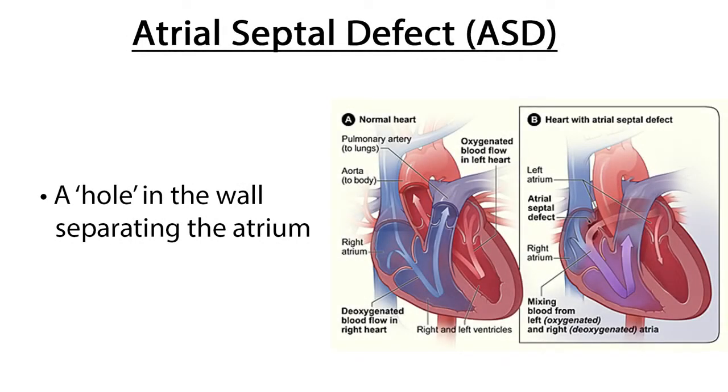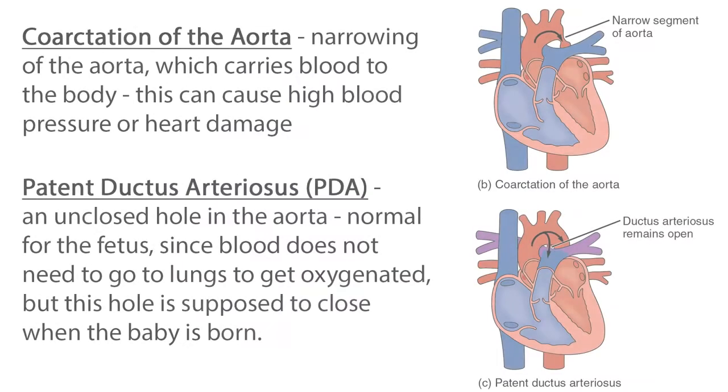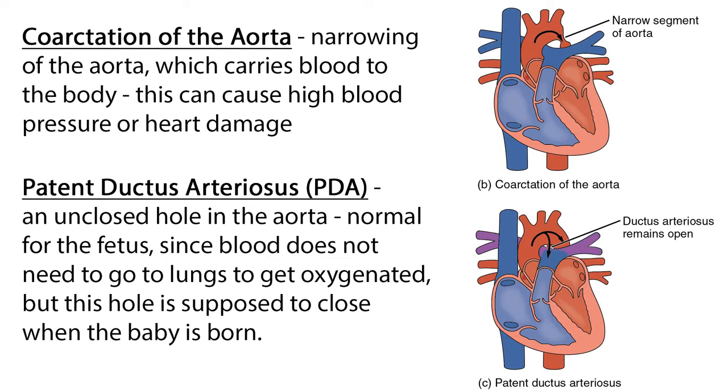Atrial septal defect, or ASD. This is a hole in the wall separating the atrium. Ventricular septal defect, or VSD. This is a hole in the wall separating the ventricles. Coarctation of the aorta. This is a narrowing of the aorta which carries blood to the body. This can cause high blood pressure or heart damage.